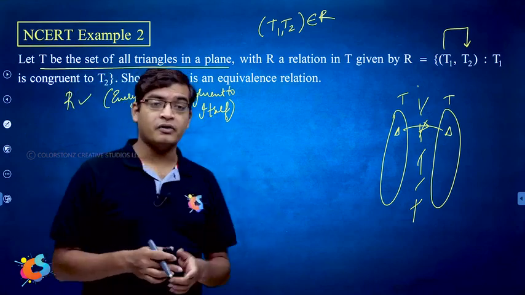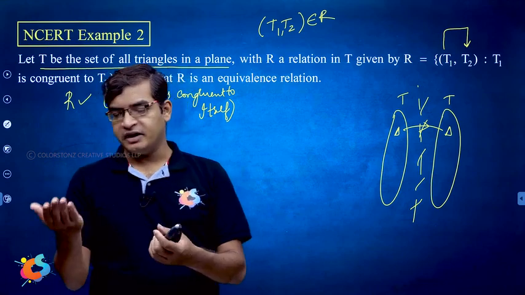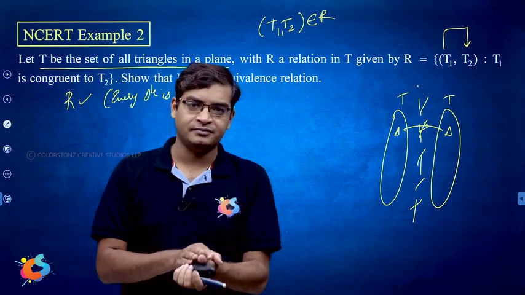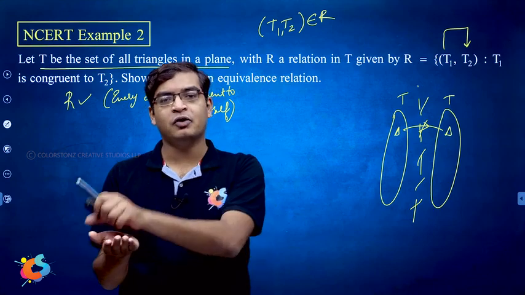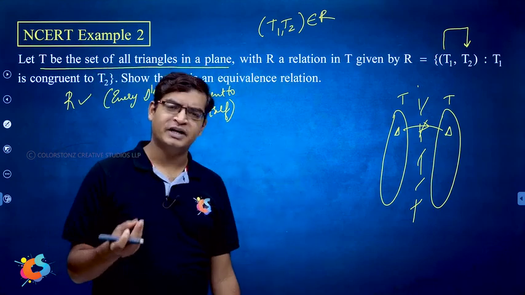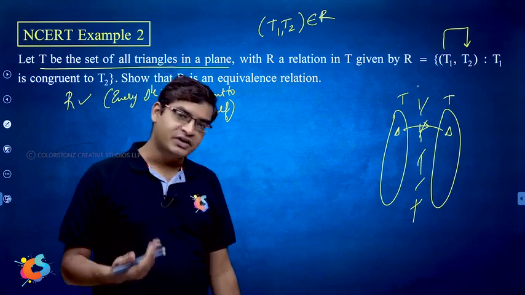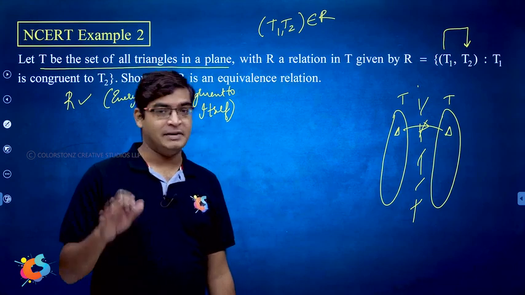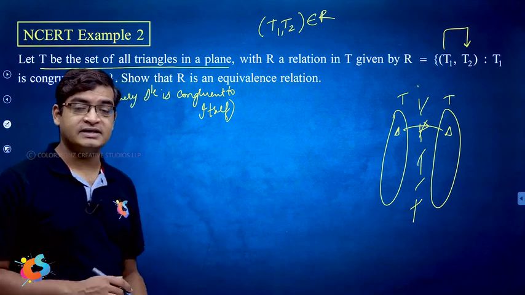So if T1 is congruent to T2, that means if you put T1 on T2, it is exactly fitting. No problem. If you put T2 on T1, it will anyway fit, right? So if T1 is congruent to T2, then T2 is also congruent to T1. Therefore, this will be a symmetric relation. Now, what about transitive?